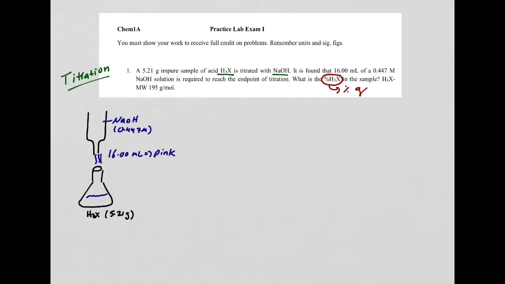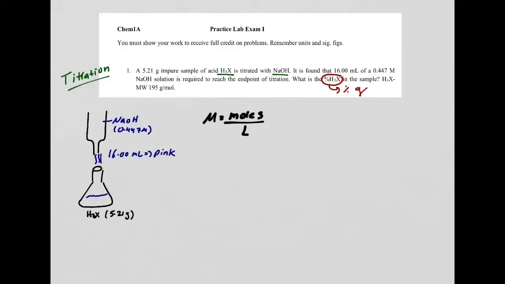Now, almost every single titration problem that you have, the beginning part is the same. You have to figure out how many moles of NaOH you added when it turns pink. And then from that, you can figure out how many moles of the acid you had. So the first thing we need to figure out is how many moles of NaOH we added when it turns pink. Now, I have the molarity. Remember, I need you to say this after me. Molarity is moles per liter. Don't forget that. Molarity is moles per liter.